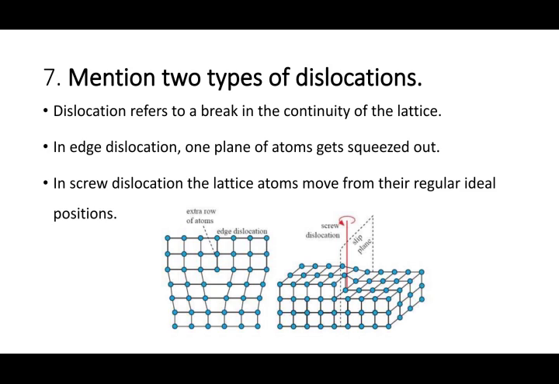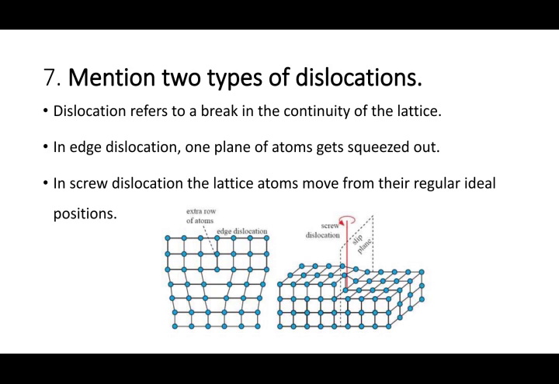Next question, mention two types of dislocation. First we will understand what dislocation is. Dislocation refers to a break in the continuity of the lattice. There are two types of dislocation: edge dislocation and screw dislocation. The first diagram is for edge dislocation and the second is for screw dislocation.